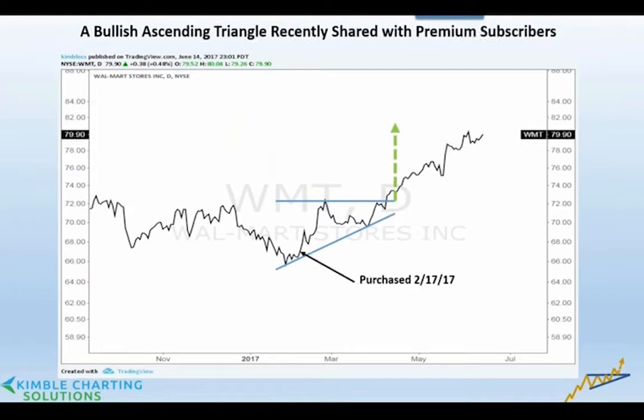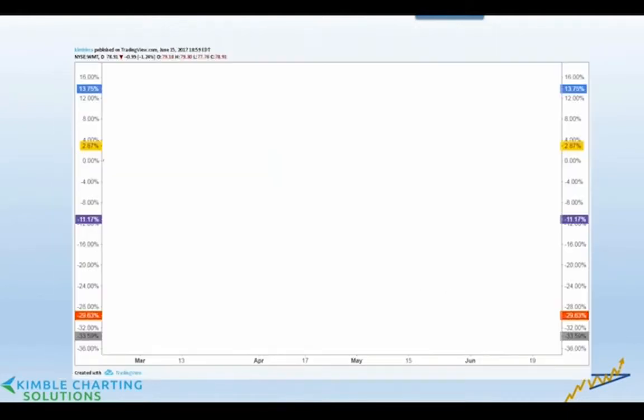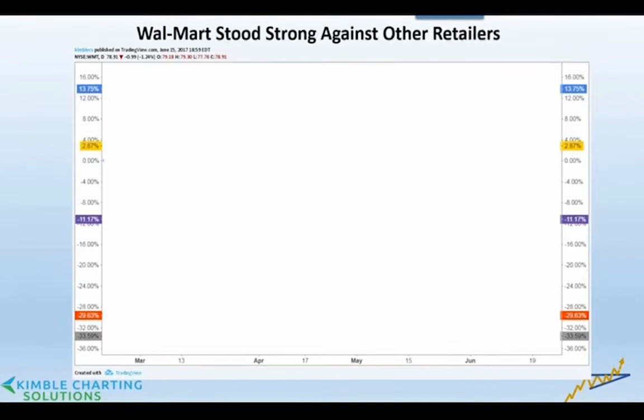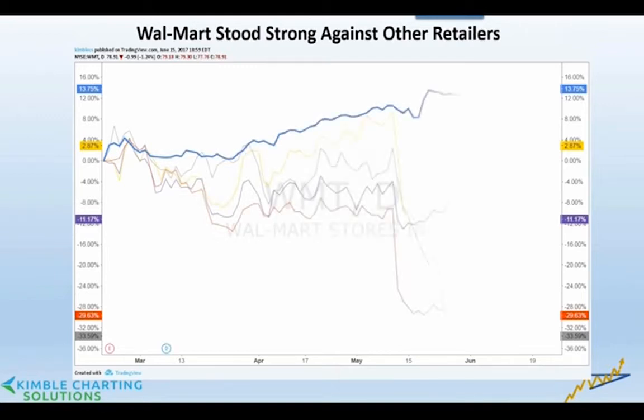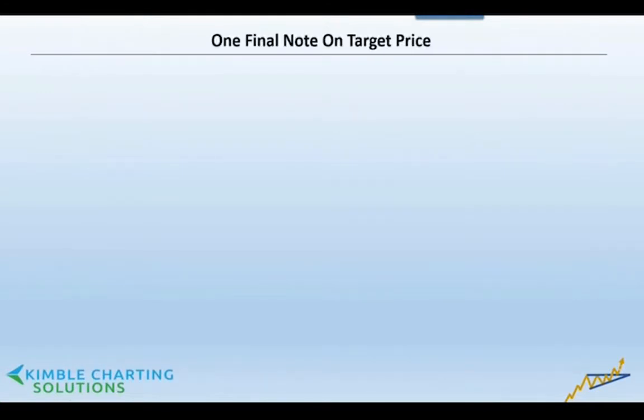We actually purchased it early in the triangle. We got a real nice advantage taking place. So here's an example of how that pattern really helped us out by owning Walmart. And then here were some examples of different retail stocks, and look how they did, from -2 to -33%, all while we picked up a 14% gain in Walmart during that time period.